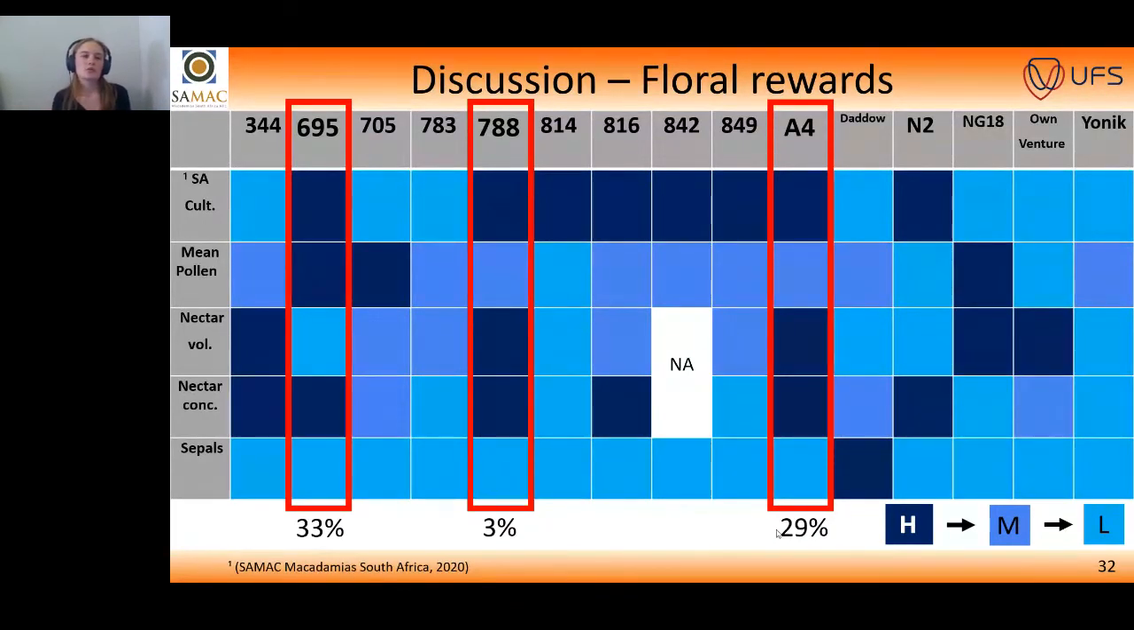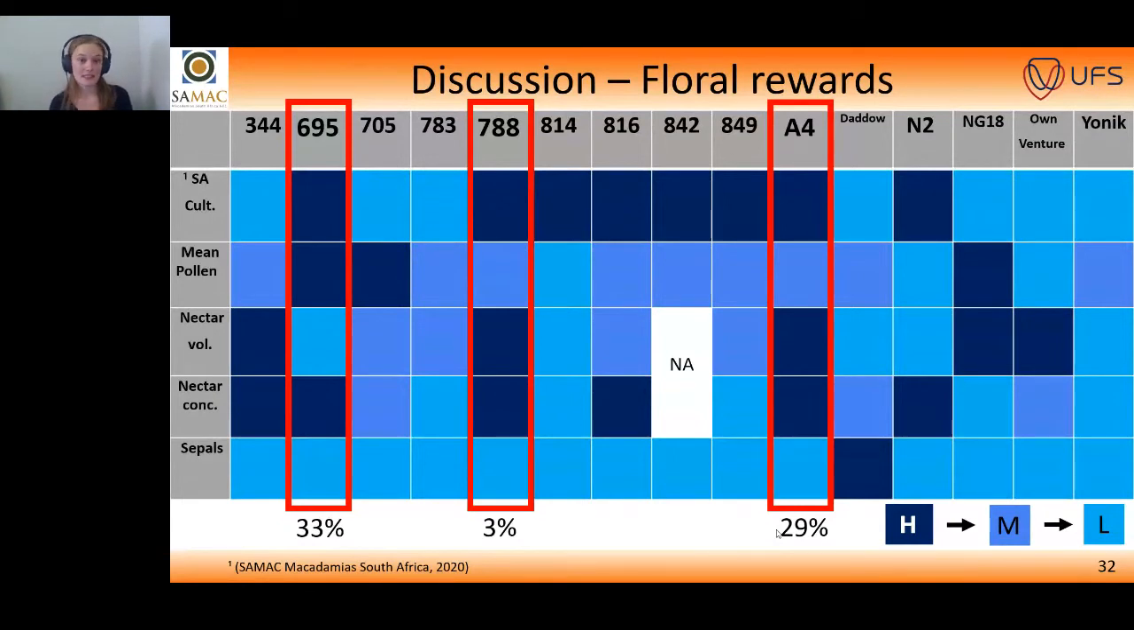This was also kind of backed up by a study that Macadamias South Africa did of all the different cultivars planted in the 2020 season. So 33% of the trees planted in the 2020 season were from the 695 cultivar, 3% were from the 788 cultivar, and 29% were from the A4 cultivar.